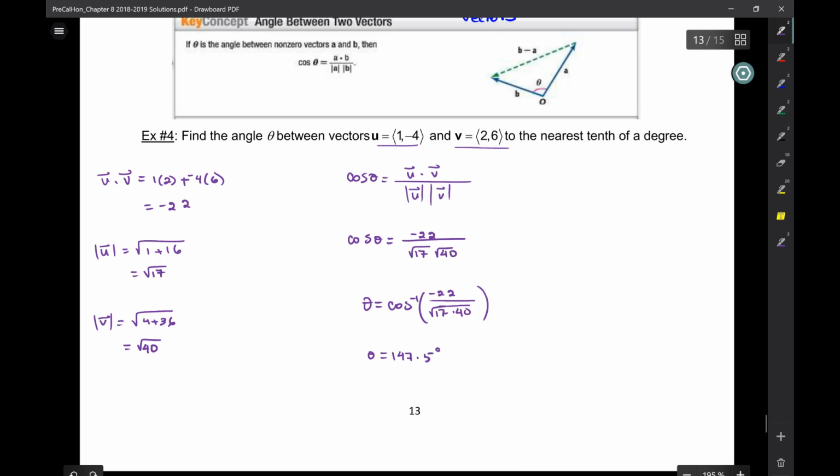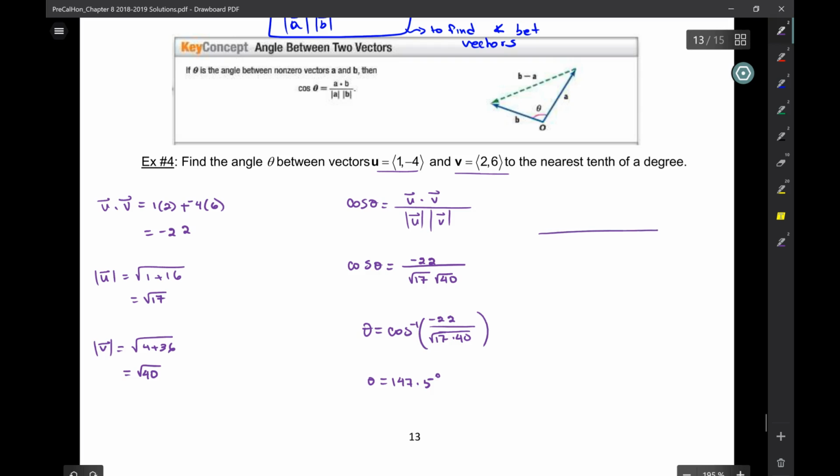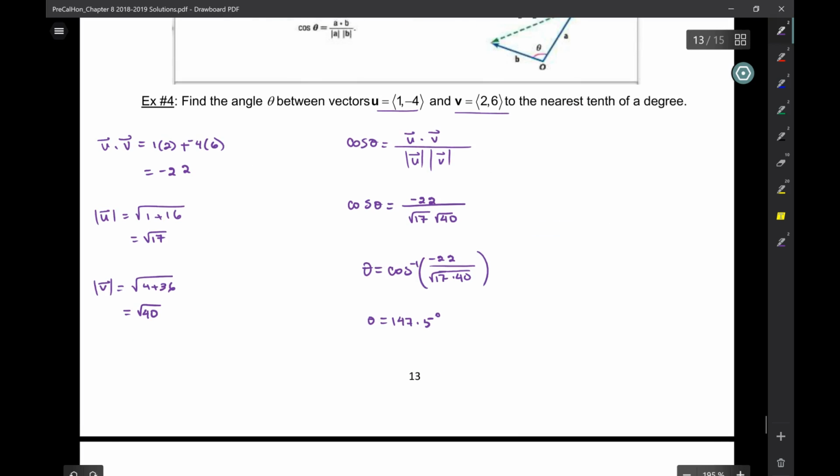Okay, now for the biggie. Does this make sense, right? Do I have to take the reference angle? Well, let's see if it does make sense. Here's one vector. Vector u is at 1 and negative 4. That's vector u, right? And what's vector v? It's at 2 and 6.